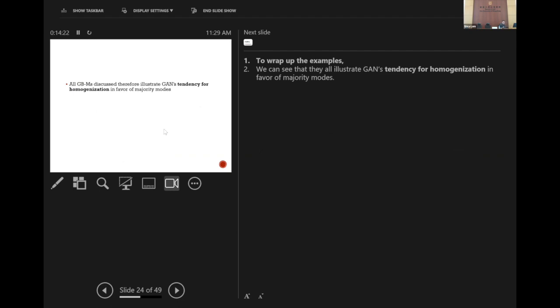So just to wrap up the example, we can see that all of them illustrate GAN's tendency to homogenize their output in favor of majority modes.